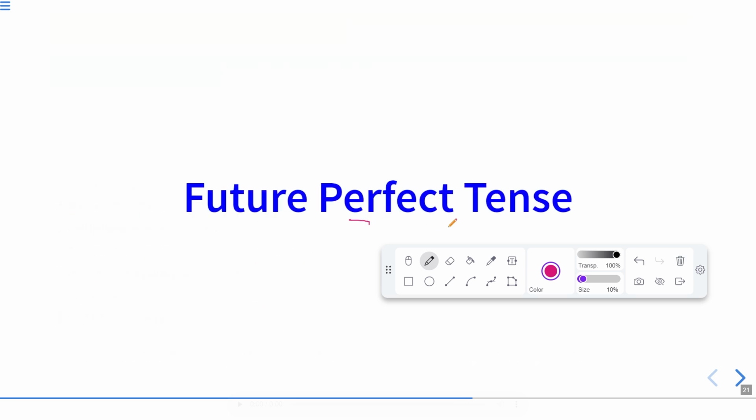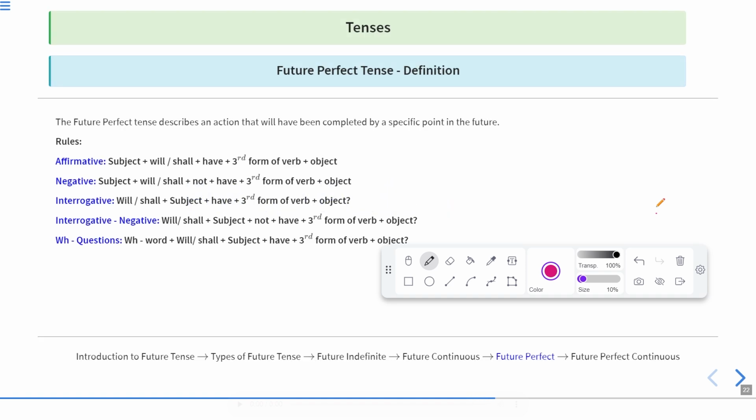Here we'll discuss future perfect tense. Now, perfect is used when some action has already taken place. But because here we are talking about the future, we'll write all those actions which are in our imagination, and we are just imagining that these actions will have taken place up to this particular time in the future. Okay. So first of all, let us see the definition of future perfect tense.